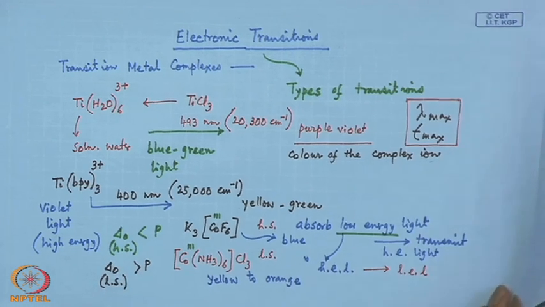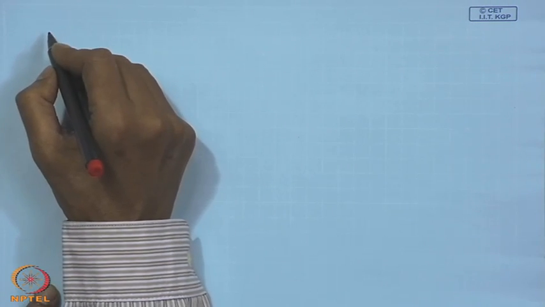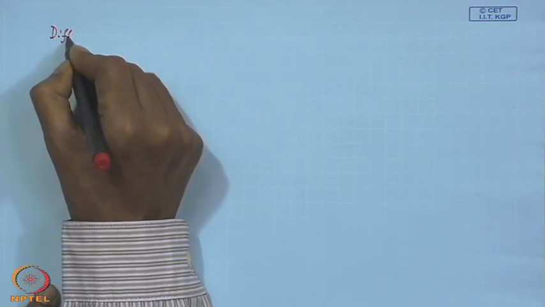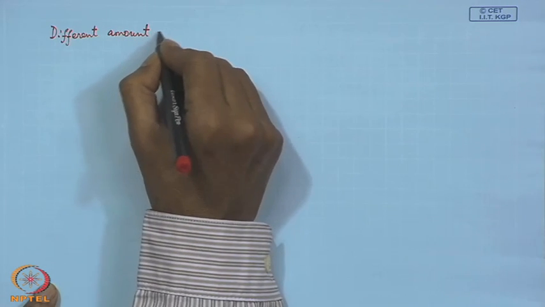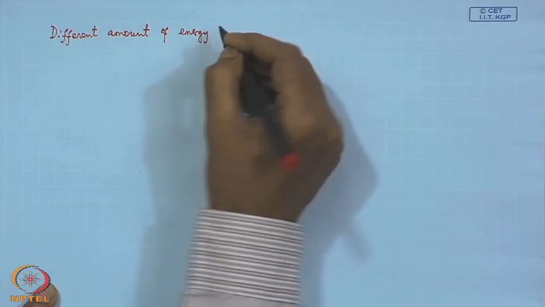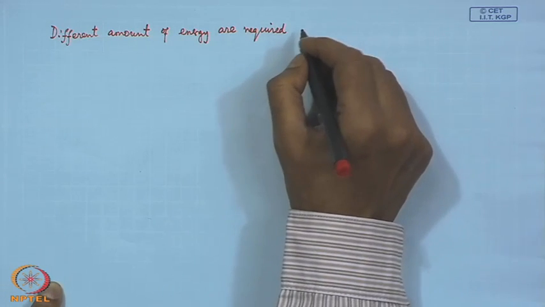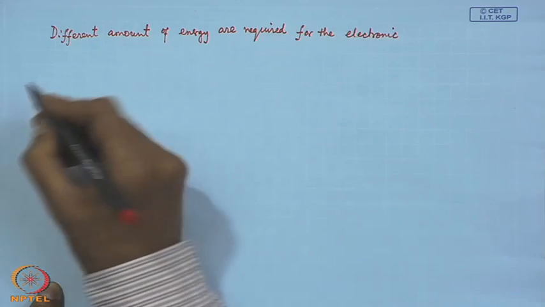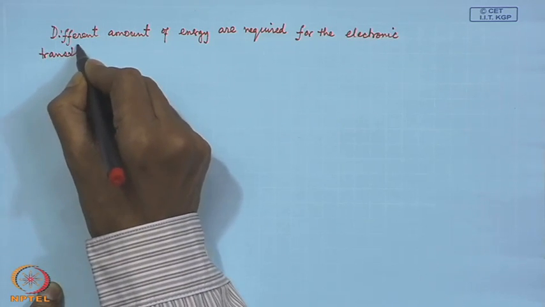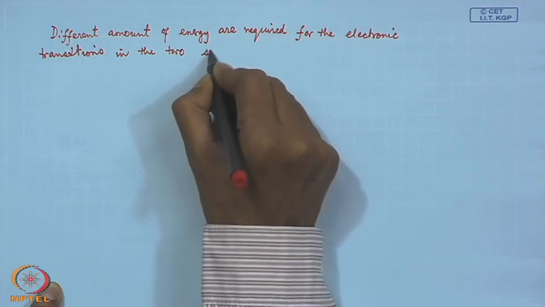That means there will be a change in spin states when we change the corresponding delta values, and in terms of the spectroscopic signatures we will find that different amounts of energy are required for the electronic transitions in the two spin states.